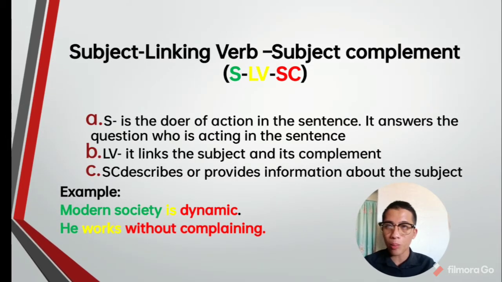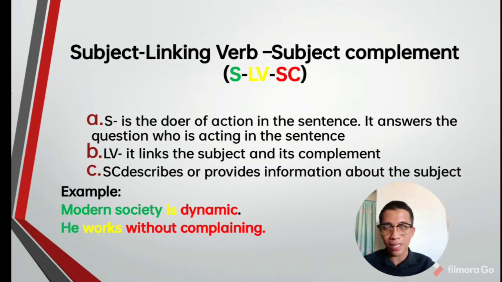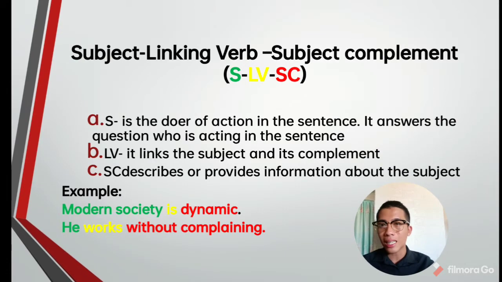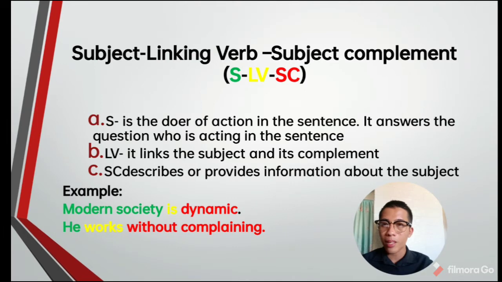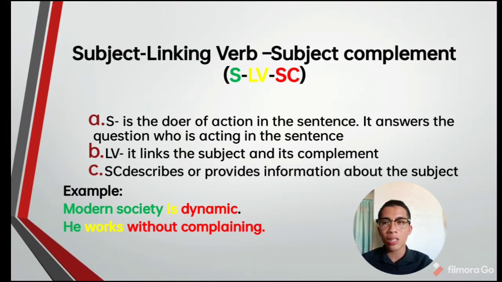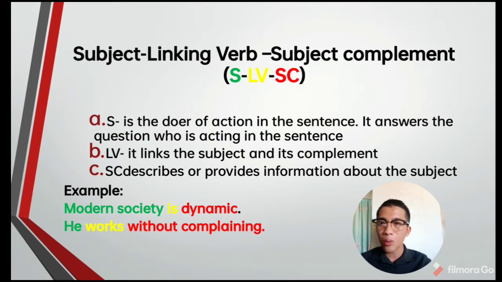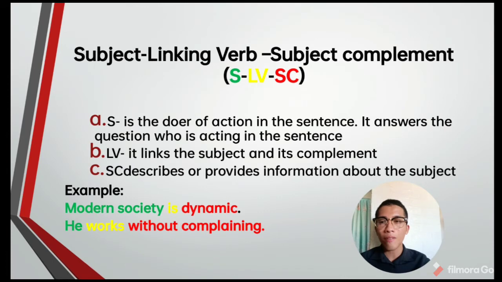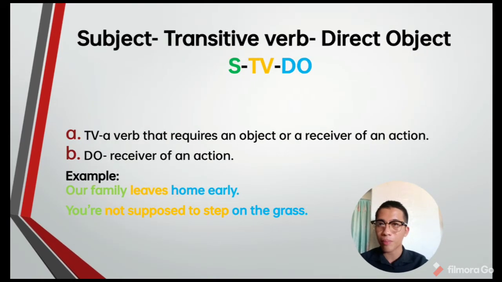We have example below. Modern society is dynamic, and he works without complaining. So the first example, modern society is the subject and is the linking verb, and dynamic is the subject complement. And he works without complaining. He is the subject, works is the linking verb, and without complaining is the subject complement.